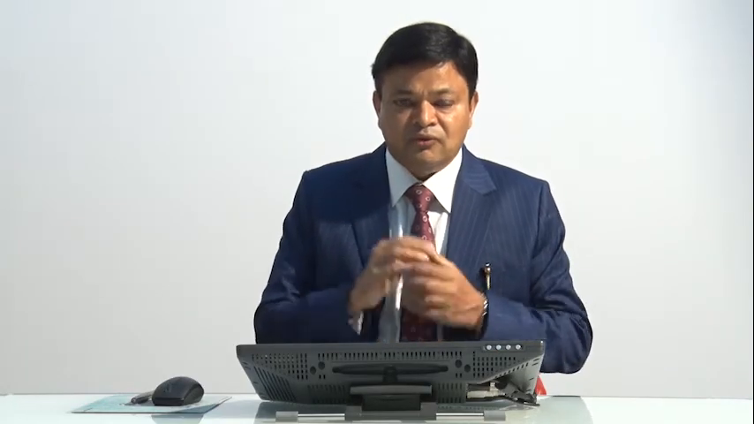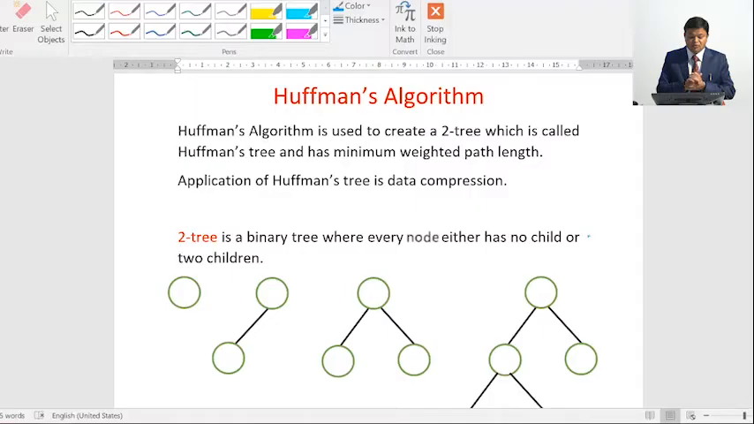Today we are discussing Huffman's algorithm. Using Huffman's algorithm, we create a 2 tree which is called a Huffman's tree, and using Huffman's tree we can calculate minimum weighted path length. Before discussing Huffman's algorithm, first of all let us know something about a 2 tree.